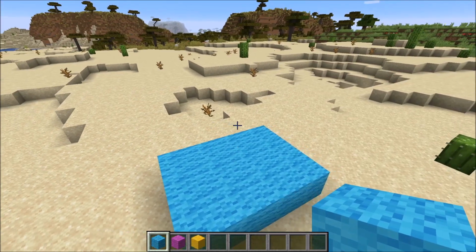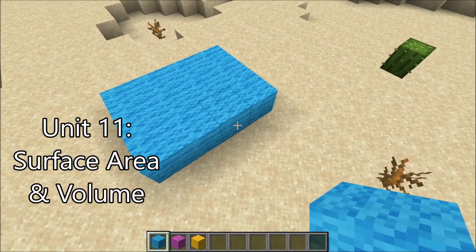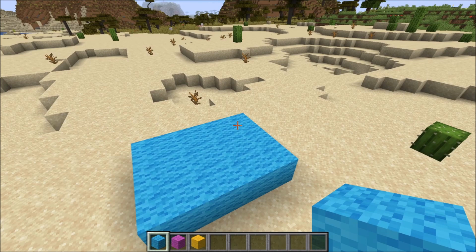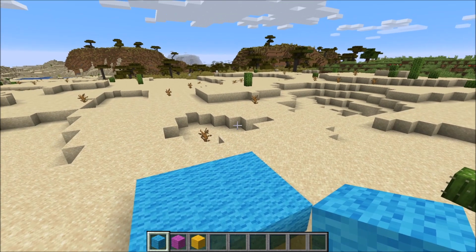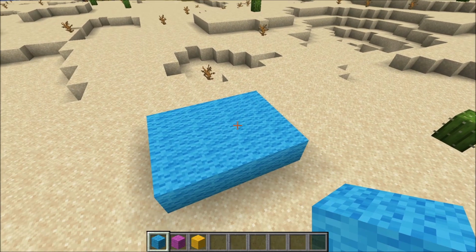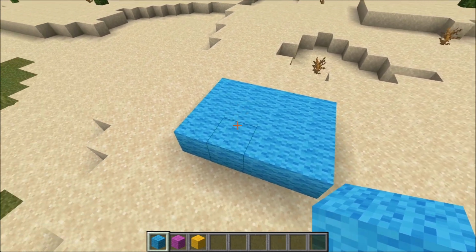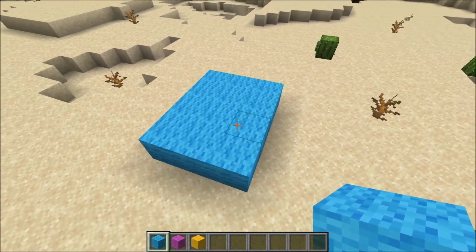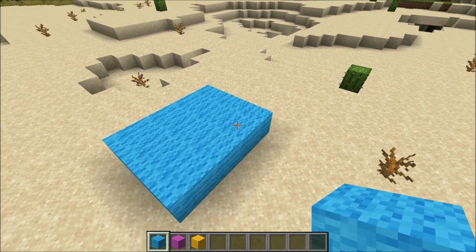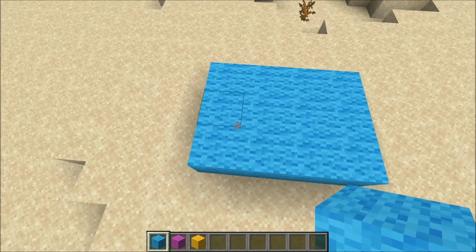Okay, gentlemen, to start our unit on surface area and volume, we're actually going to kick off with another Minecraft math video. So in this video, we're going to look at constructing a rectangular prism and finding its volume and its surface area. So what we're going to start off with is a blue rectangle.